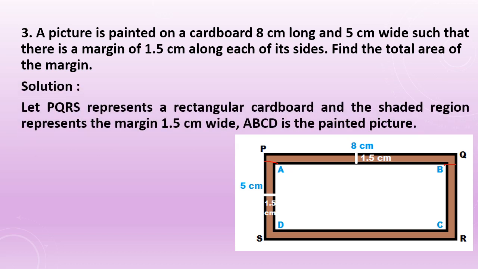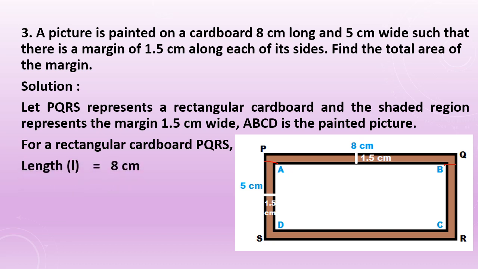Let PQRS represent a rectangular cardboard, the shaded region represents the margin of 1.5 cm wide, and rectangle ABCD represents the painted picture. For rectangular cardboard PQRS, length equals 8 cm, breadth equals 5 cm.